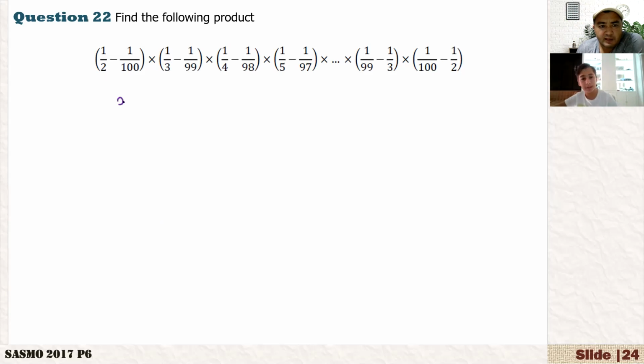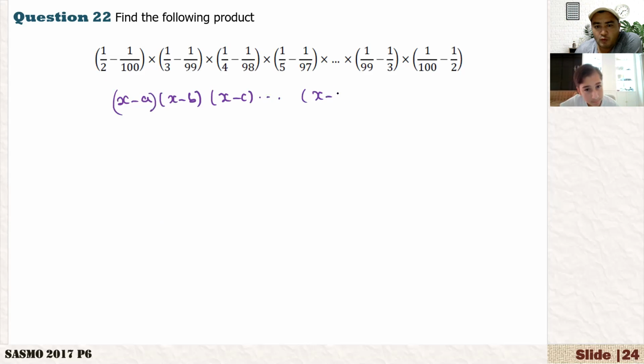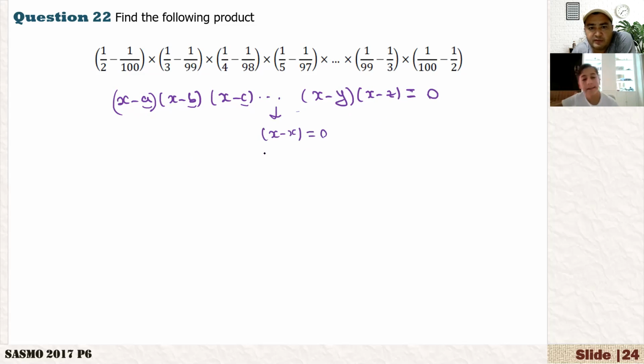Yes, we solved a million of these questions, and I never understood one. X minus A times X minus B times X minus C, dot dot dot, X minus Y and X minus Z is equal to what? Is this the sum of natural numbers or something? It is equal to 0. Why? Because here we have X minus A, B, C, D, E, F, G. After some time, we have X minus X here, right? So that's equal to 0. 0 times anything is 0.